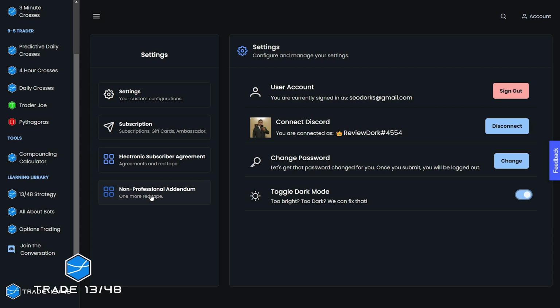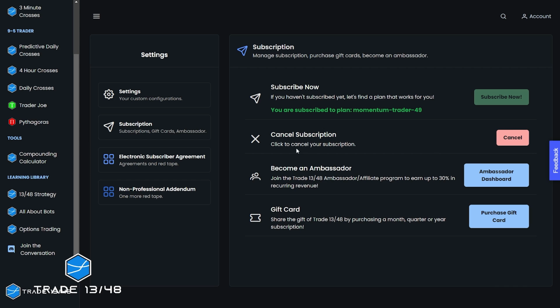Also, keep in mind, this is where you're going to find your non-professional addendum and your electronic subscriber agreement. This is required by CBOE and OPRA. Also, you can manage your subscription here. Here you can go ahead and click cancel, or you can become an ambassador. What? Yes, you can become an affiliate. Also, we do have gift cards if you would want to gift the gift of life-changing opportunity.